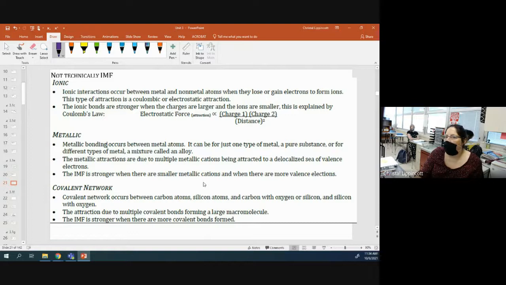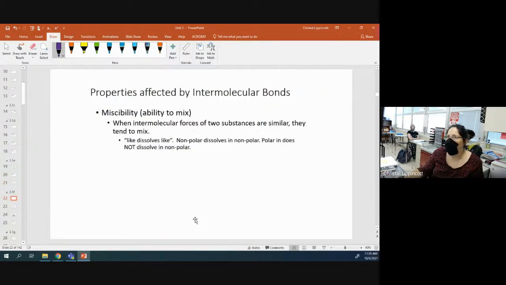And then we've got covalent network. Covalent network are going to occur between carbon atoms, silicon atoms, carbon and oxygen, silicon with oxygen. The attraction is due to multiple covalent bonds. Diamond is an example of this too. Is that on here? Did I spell that right? Okay. There we go. IMFs are strong, and they're stronger when there's more covalent bonds formed.